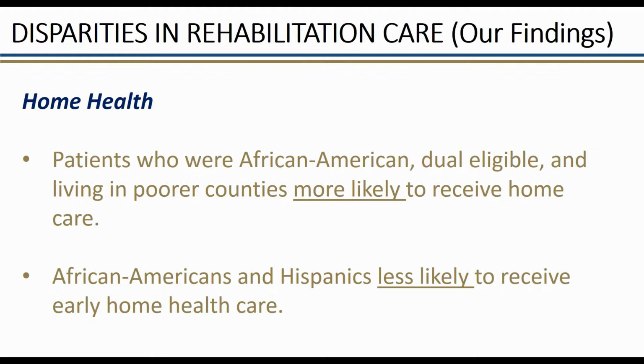But even though we found that was a positive relationship, when we looked at the timing of care, we found that African Americans and Hispanics were less likely to receive early home care. So even though African Americans were more likely to get some care when they were sent home, they didn't get it quickly relative to whites. They had to wait longer.